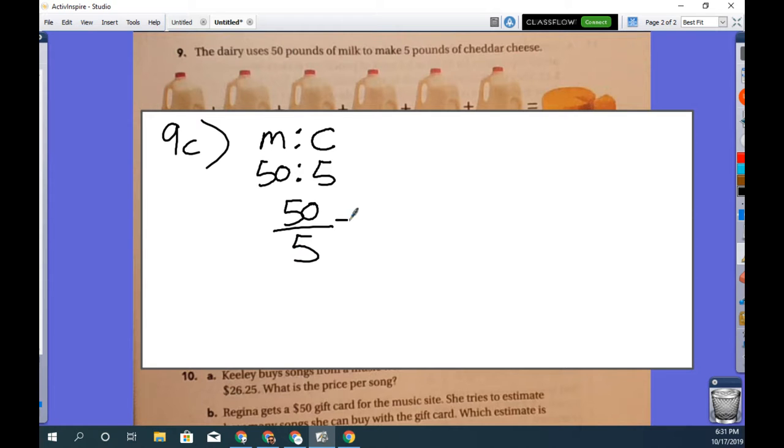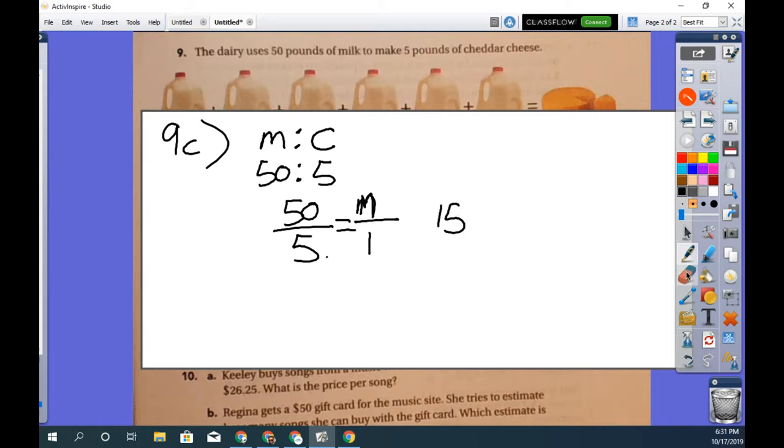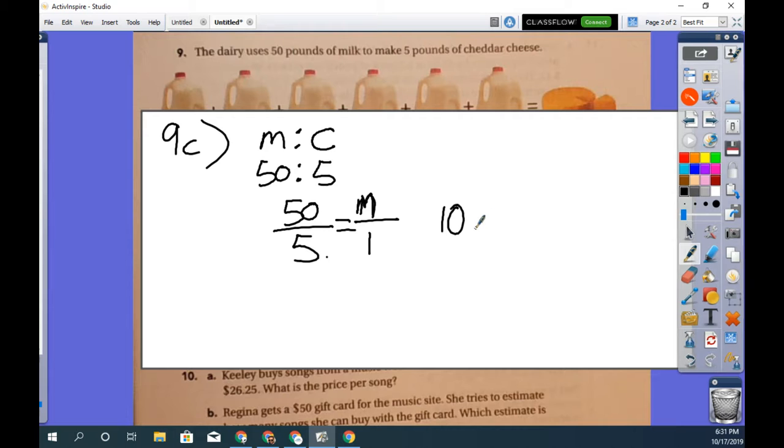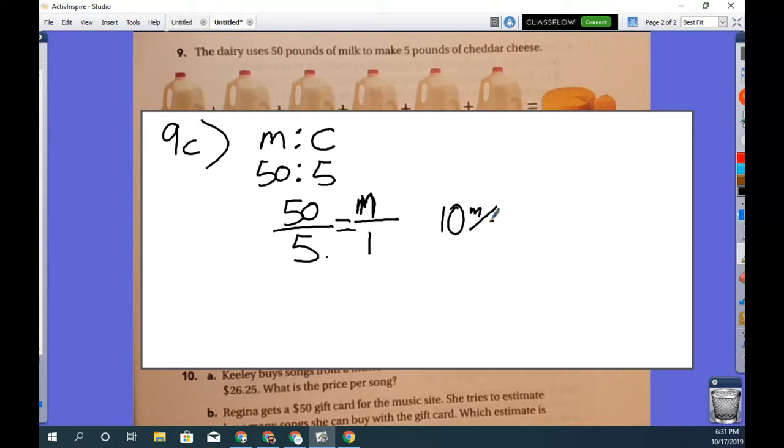Now, if we're going to find a rate for this, we're going to find for 1 pound of cheddar cheese, how many pounds of milk? So we're going to divide both by 5, and we discovered this already, that this ratio reduces to 10 pounds of milk per 1 pound of cheddar cheese. So that takes care of the rate that we need.